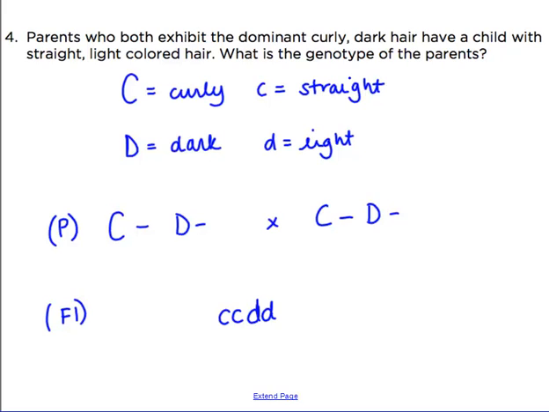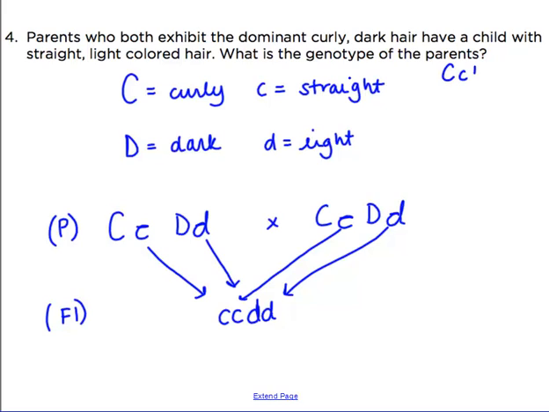So the parents here must both be big C, little c, so that they can give their little c's to the child, and big D, little d, so that they can give their little d's to the child. So the genotypes of the parents both are heterozygous at both genes.